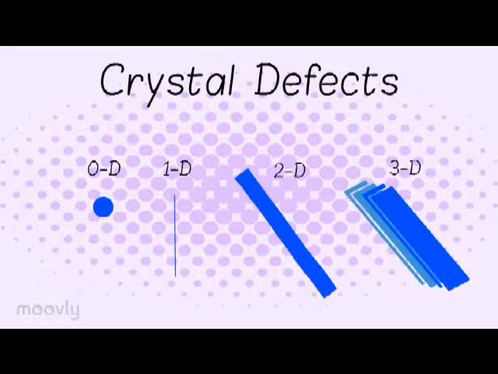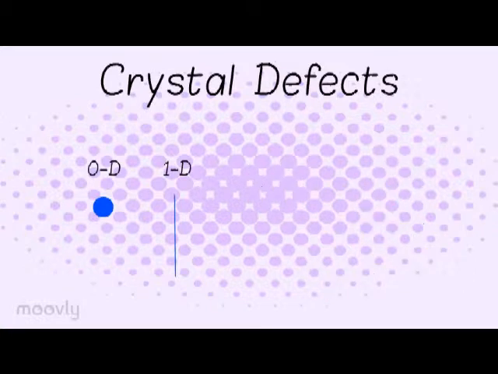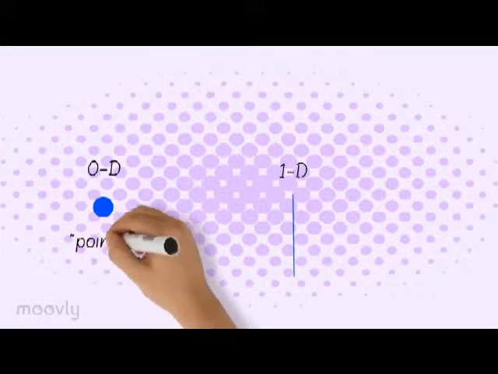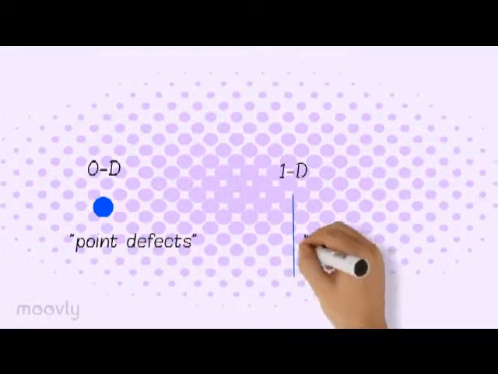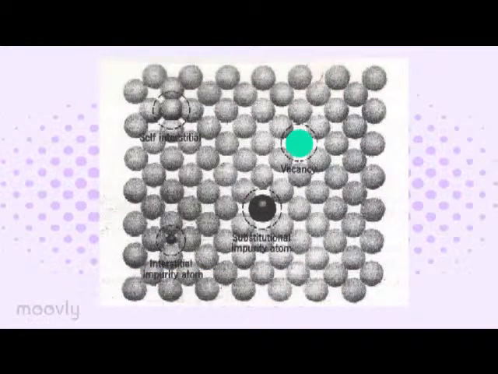Let's take a closer look at crystal defects. These can be 0, 1, 2, and 3-dimensional. I'll focus more on 0 and 1-dimensional defects. 0-dimensional are also called point defects, and 1D are line defects. Picture the silicon crystal lattice in 2 dimensions, so we can easily visualize these defects.